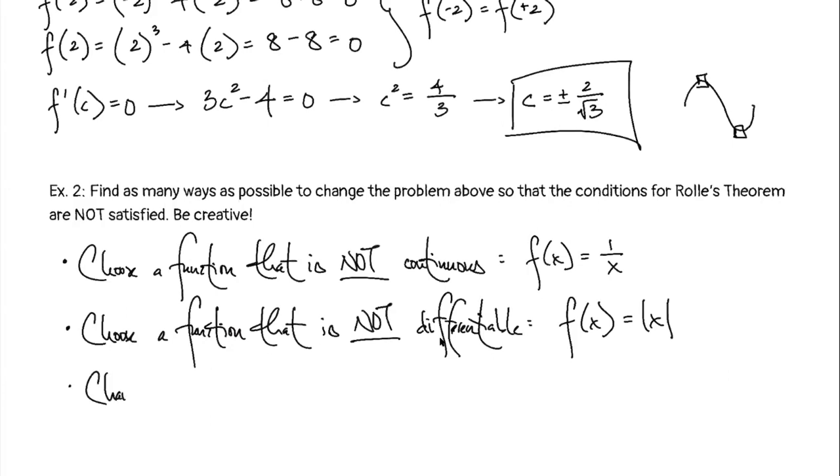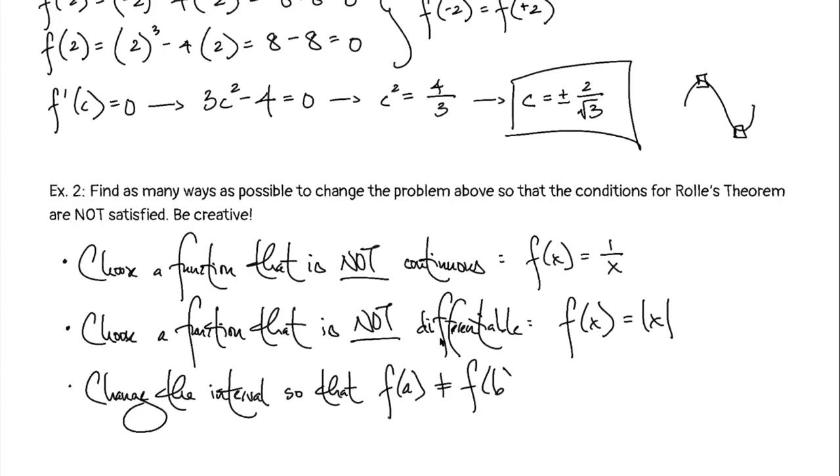We could change the interval so that, if we change the interval, what are we hoping is no longer true? Yeah, so if we change the interval so that f of a does not equal f of b, that's also going to tamper with our Rolle's theorem checklist. Okay.